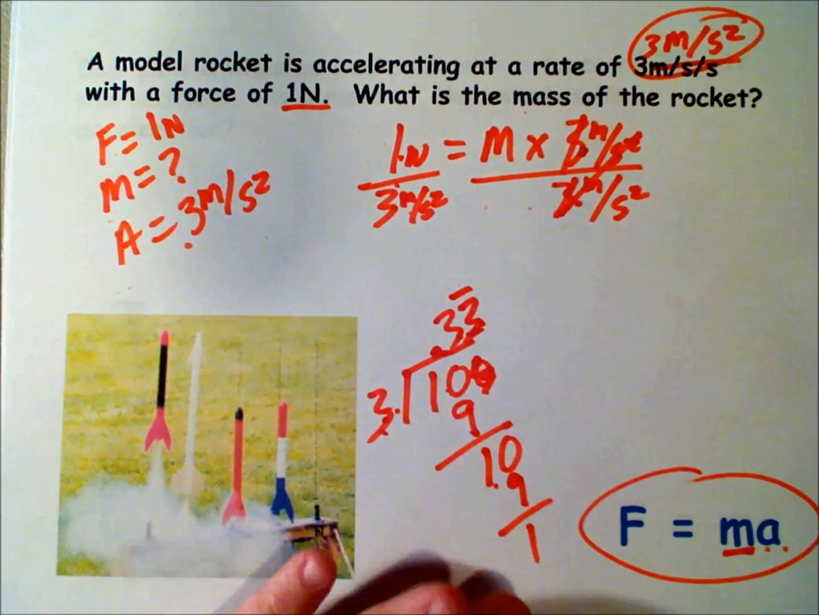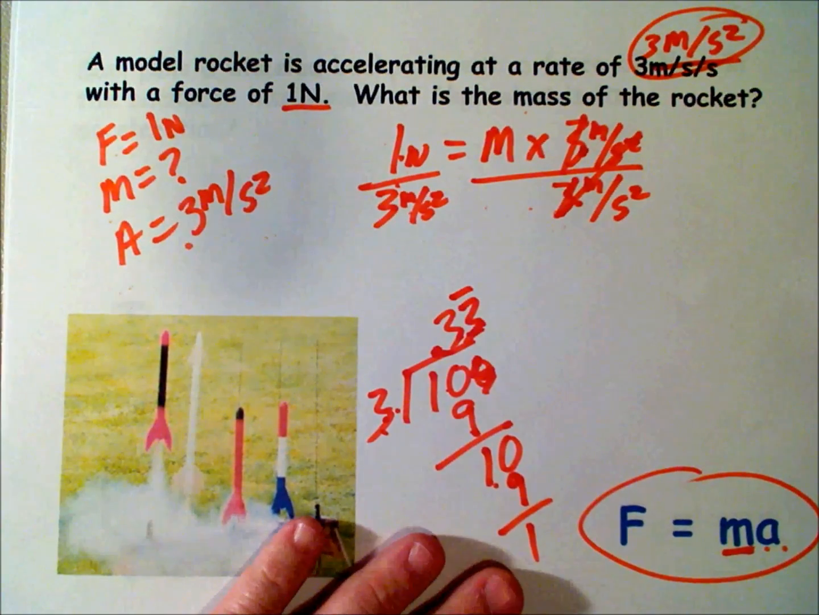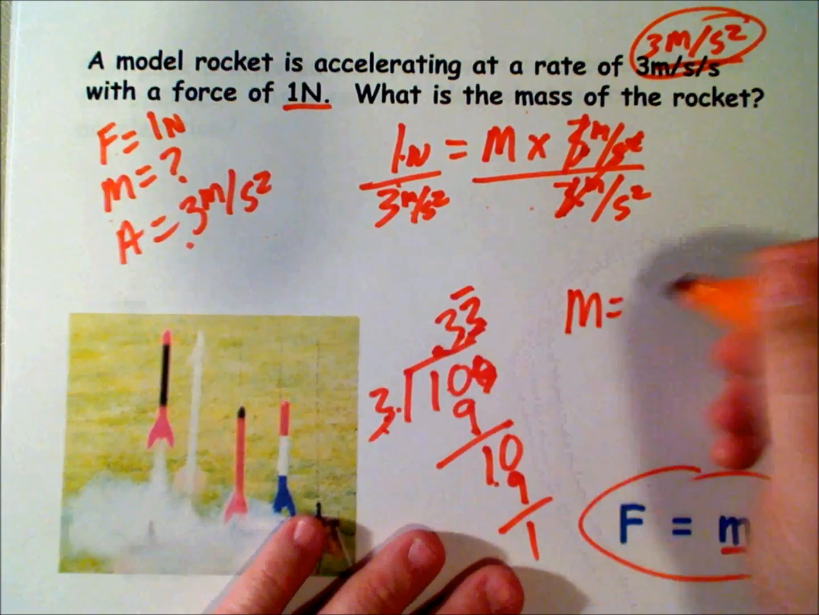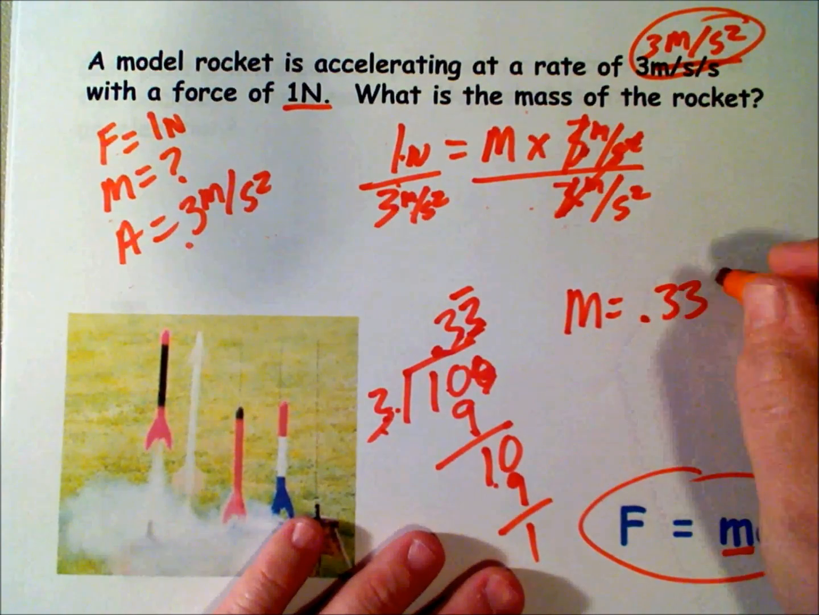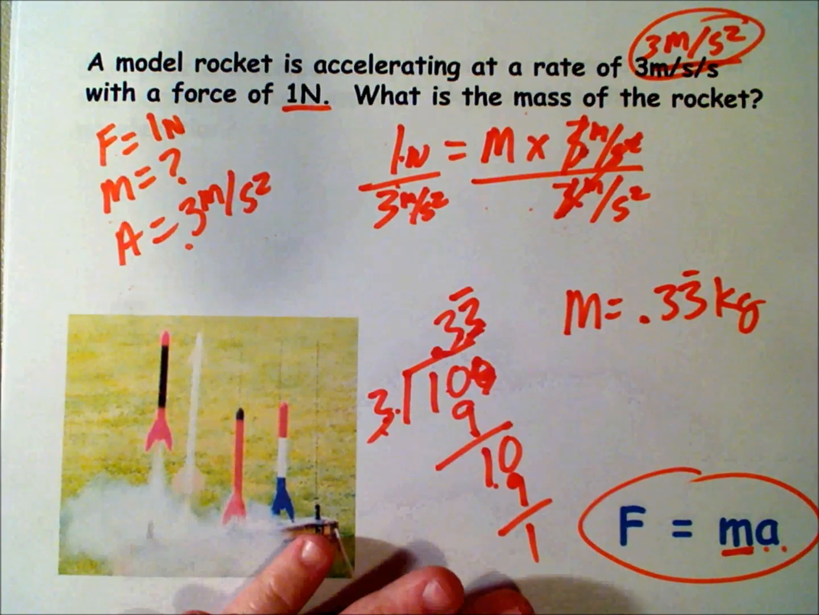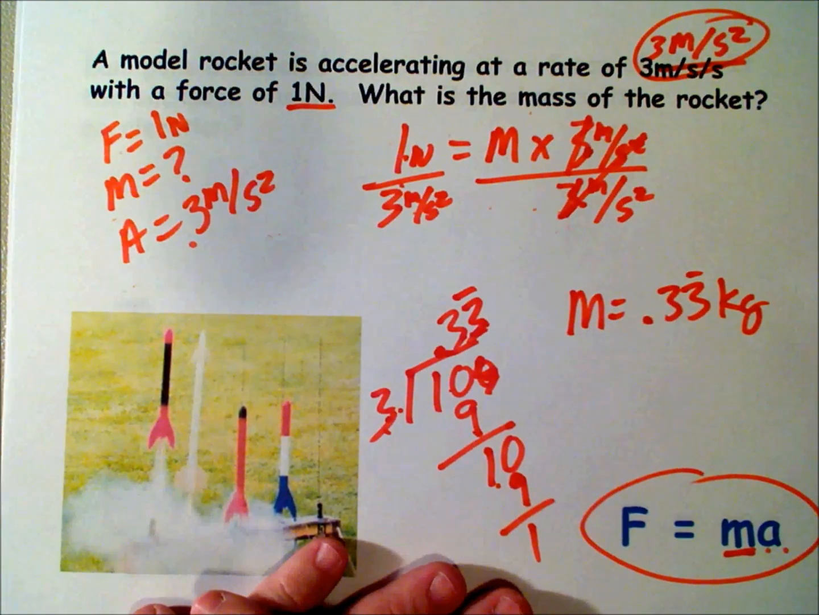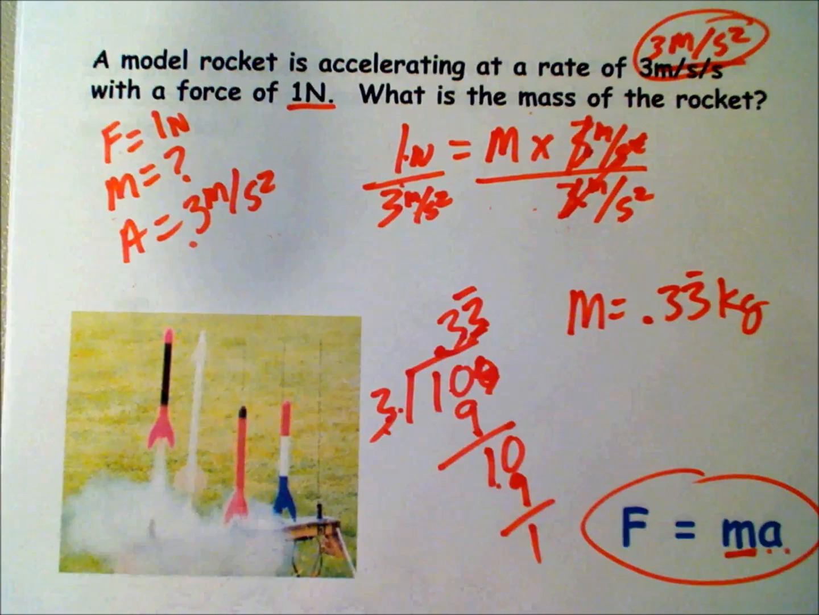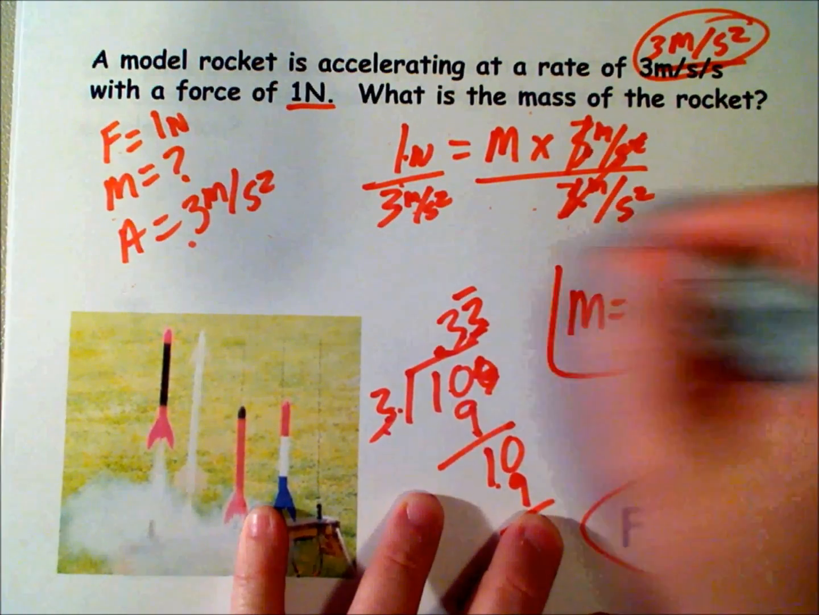So our answer is going to be 0.33. Our mass equals 0.33 kilograms, and that 0.33 is repeating, and we'll always stop at 2 decimal places. Okay, so that is how we solve for mass.